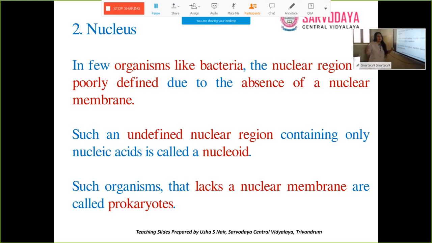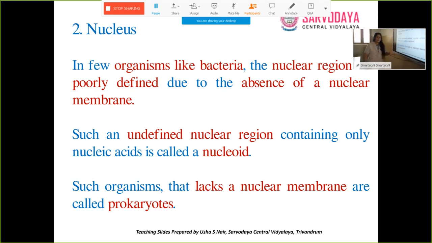In a few organisms like bacteria, the nuclear membrane is poorly defined. There is an absence of nuclear membrane. It is very lightweight and not that visible, they are lightly seen, but we have to say it is the absence of nuclear membrane. Such an undefined nuclear region containing only nucleic acid is called a nucleoid. Nucleic acid is constituted of DNA and RNA, ribonucleic acid. That's just for your information, so that you don't get confused. These two together make up the nucleic acids.